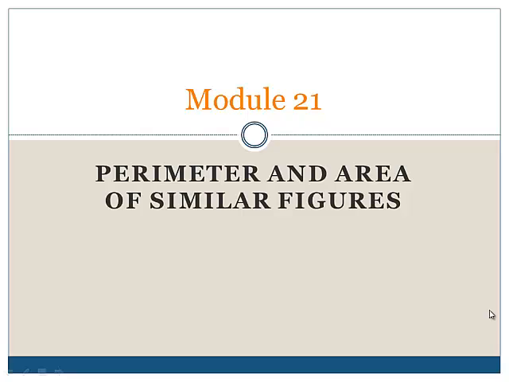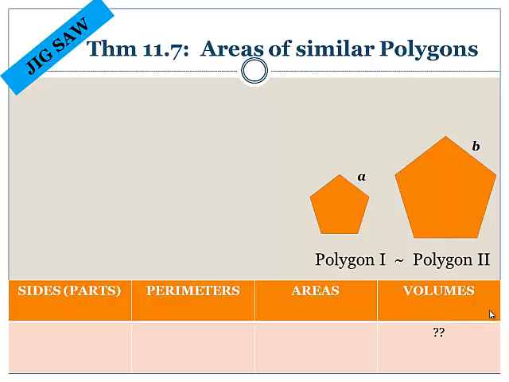All right, this is module 21, perimeter and area of similar figures. If you remember from first semester geometry, there was an entire chapter associated with similarity, and we're going to actually be building upon that in this particular module.